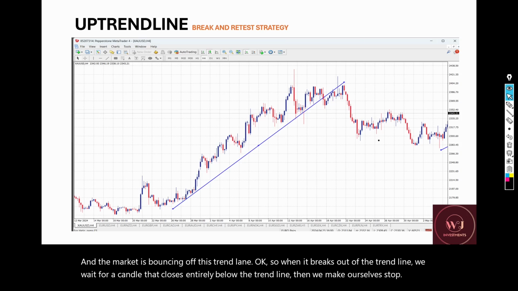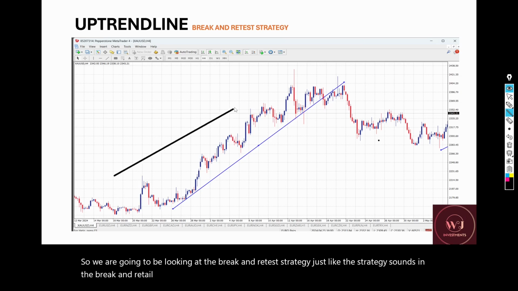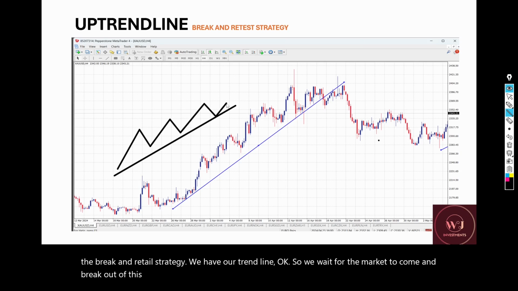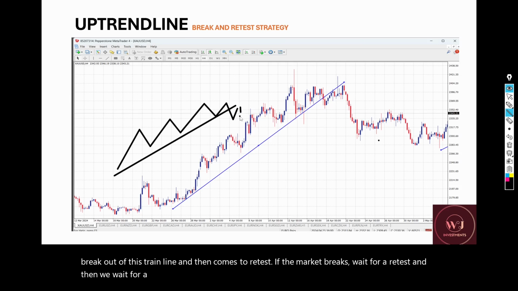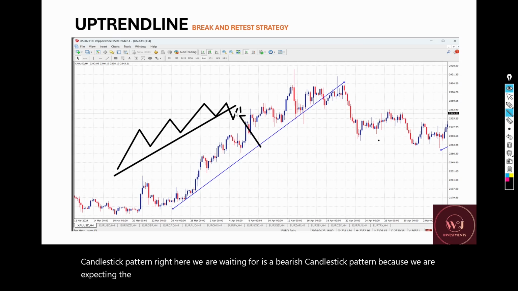So we are going to be looking at the break and retest strategy, just like the strategy sounds. In the break and retest strategy, we have our trend line. We wait for the market to come and break out of this trend line, and then come to retest. If the market breaks, we wait for a retest, and then we wait for a candlestick pattern after the retest, and then we make our short trade. The candlestick pattern we are waiting for is a bearish candlestick pattern, because we are expecting the market to reverse after breaking this trend line.